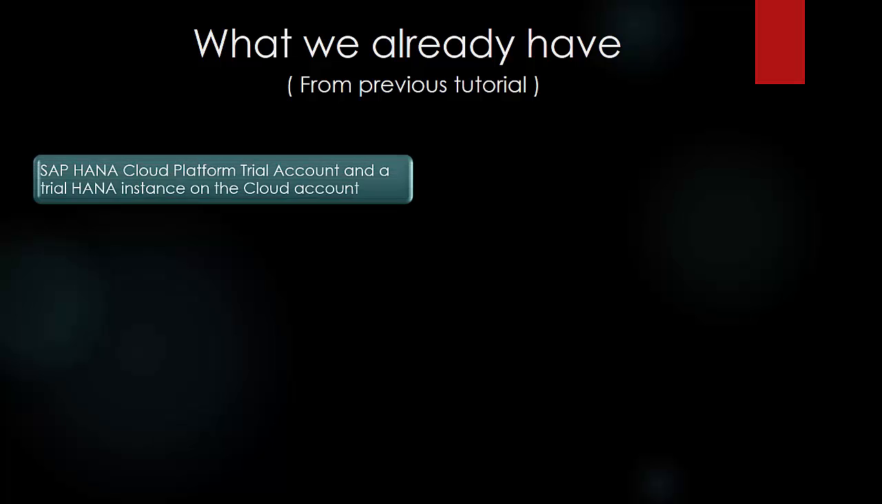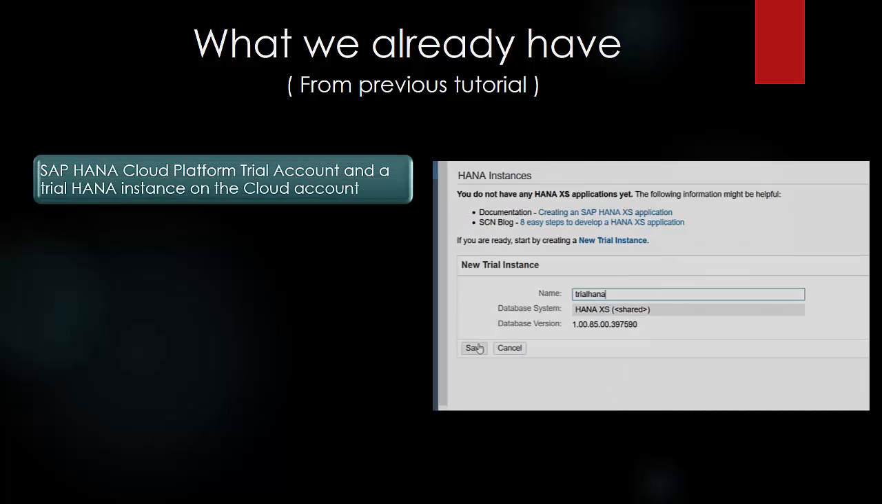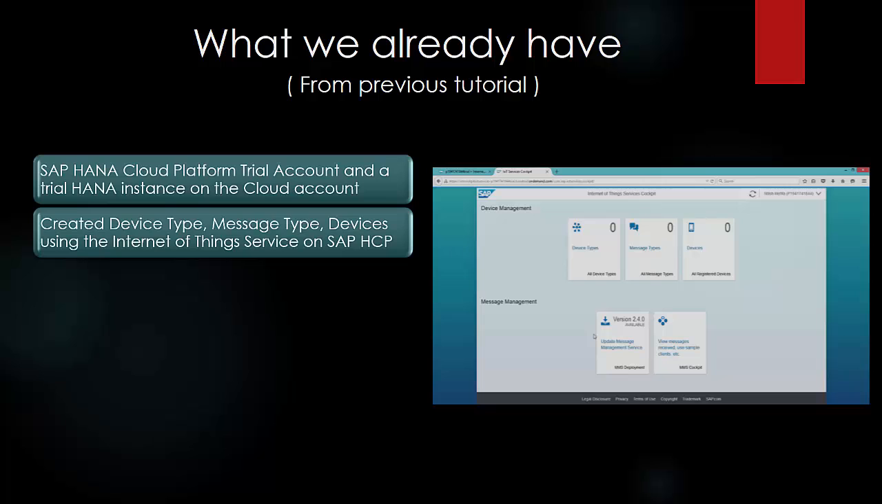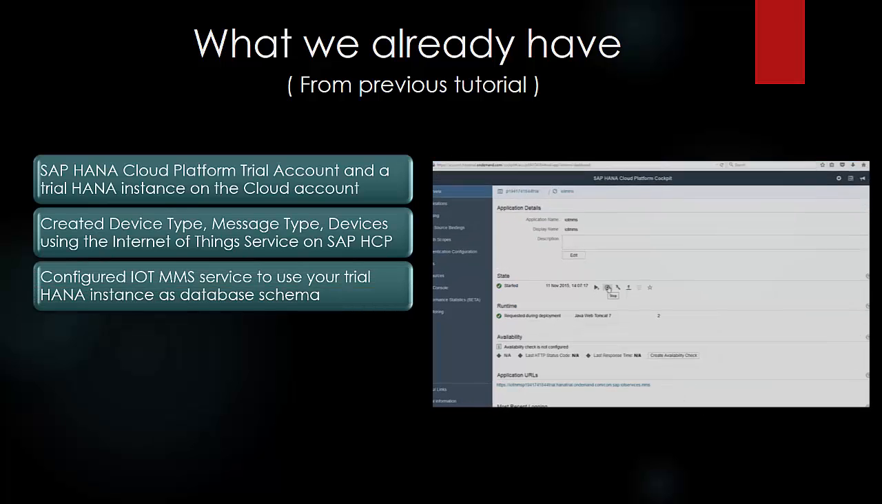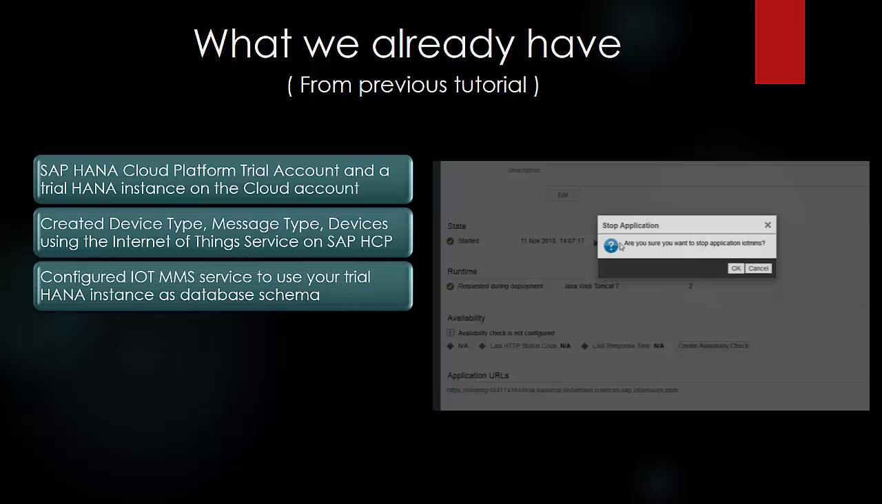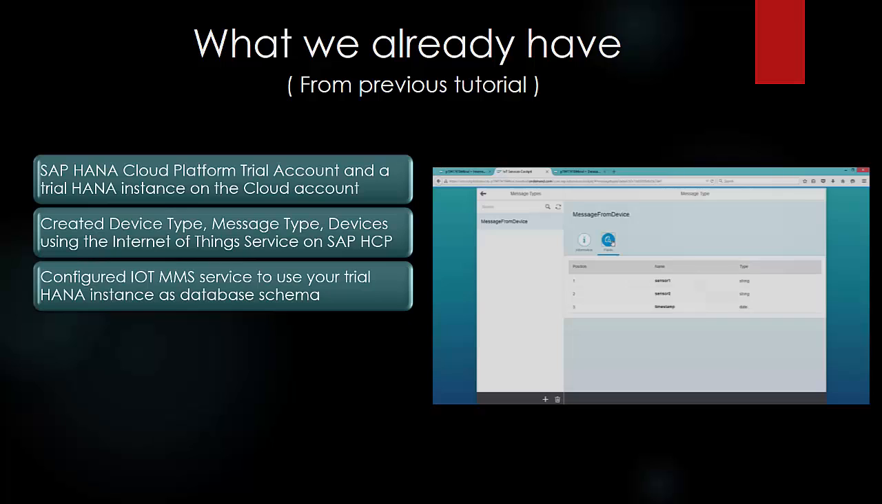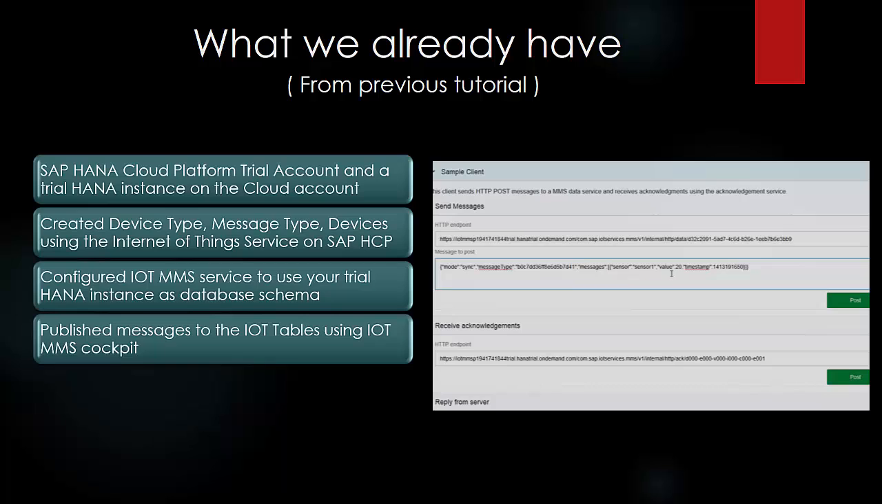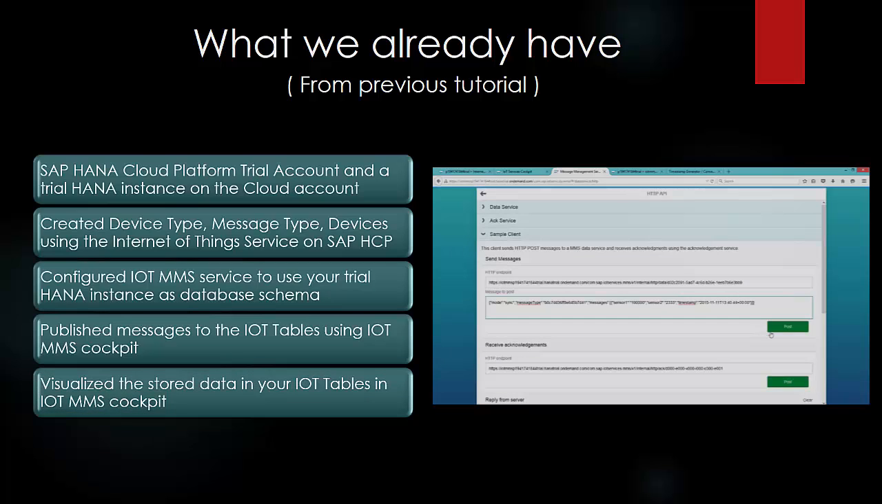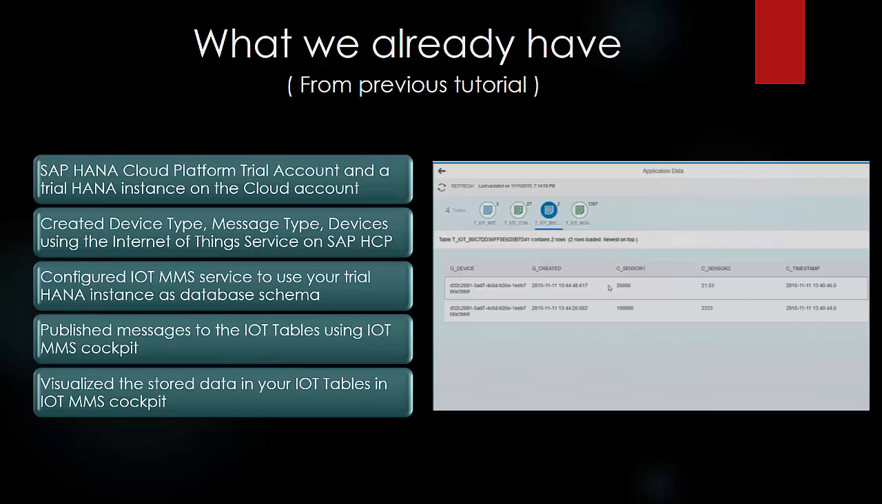In the last session, we created a HANA trial account and got familiar with the HCP cockpit. Then we used the IoT service to create some message types, devices and device types. Then we configured the IoT MMS service on our trial account to use our HANA instance. We published some messages on the IoT tables using the IoT MMS cockpit. And finally, we visualized the data that we created in the form of tables in the IoT MMS cockpit.